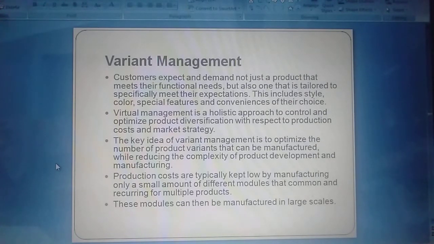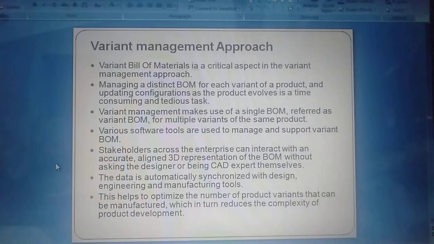Variant management continues to be a critical consideration early in the product life cycle, especially as evolving design paradigms influence the number of product variants. So this is what variant management is, and how to approach it. In the next topics we'll discuss this in this session.